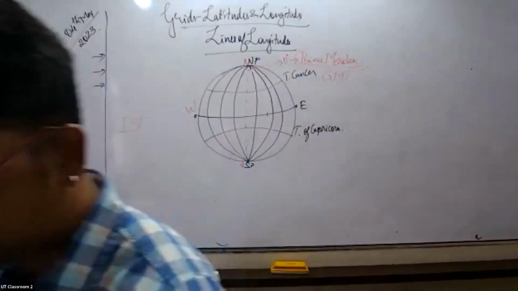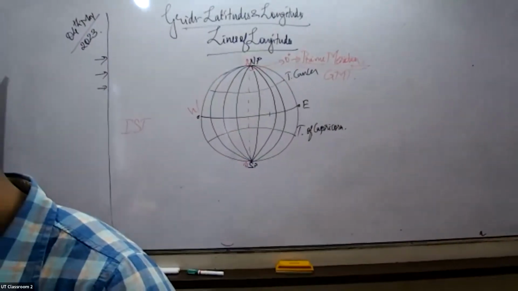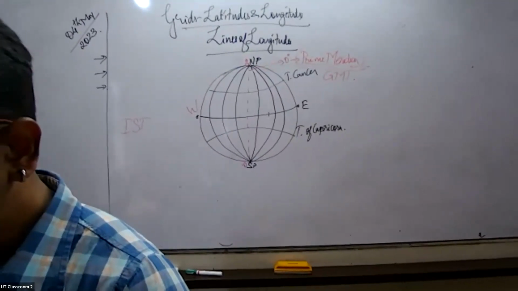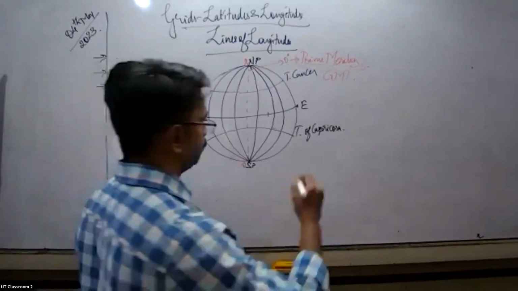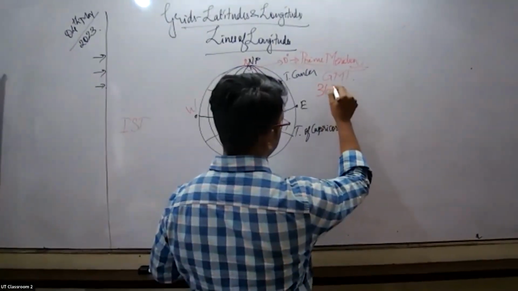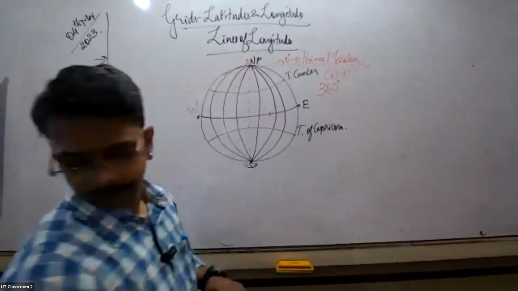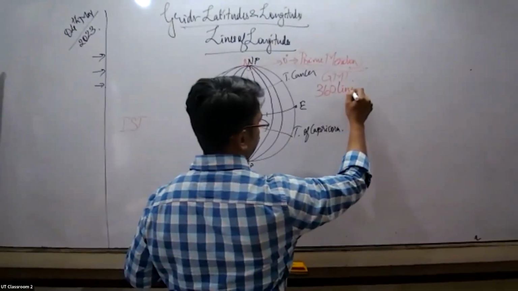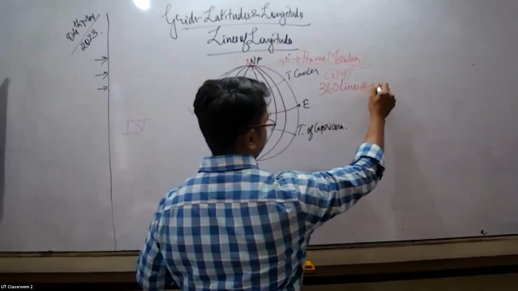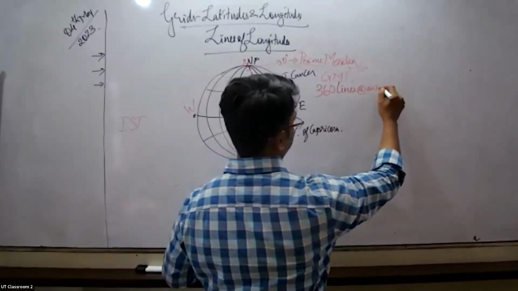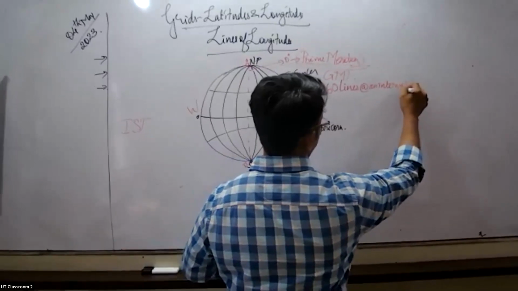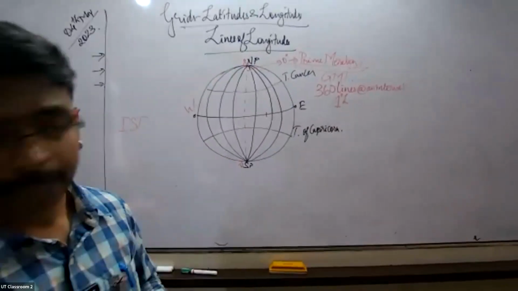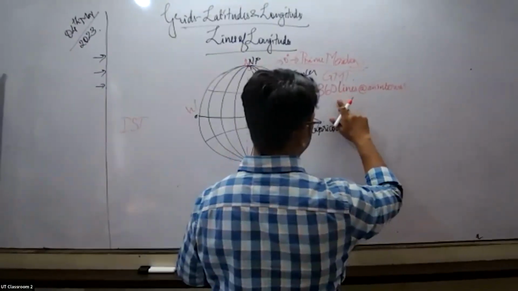Okay, I'll give you 2 points, then we'll start reading. There are a total of 360 degrees. Don't write degree, 360 lines at an interval of 1 degree longitude. At an interval of 1 degree.